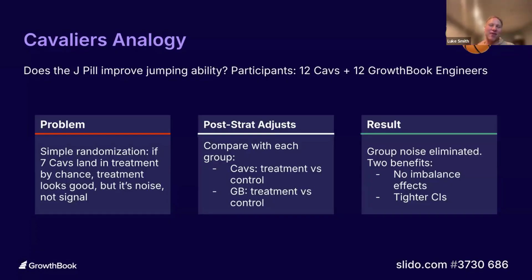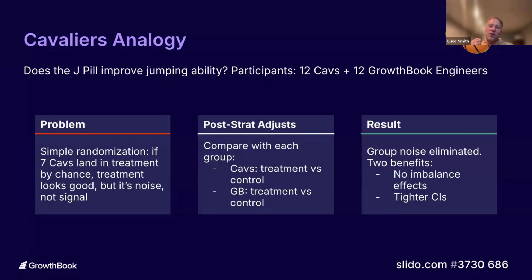Great. Thanks, Ryan. So suppose that you invented a pill and you think this pill can actually help people jump higher. And, being a very rigorous scientist, you're going to run a randomized controlled trial. Sadly, you are limited by the fact that the only people who sign up for your clinical trial are the 12 Cleveland Cavaliers, who are basketball players and are already great at jumping, and then 12 GrowthBookers who can barely jump over a piece of paper. And so you have these two very distinct subgroups.